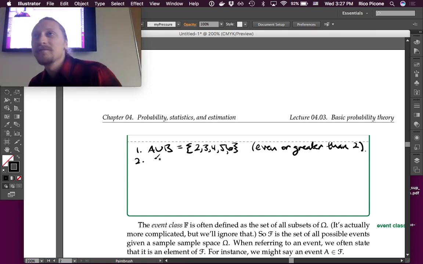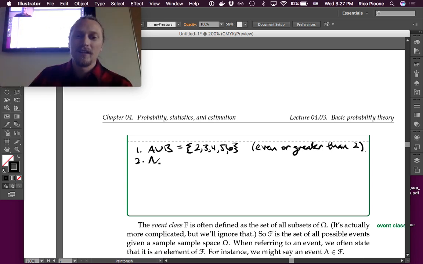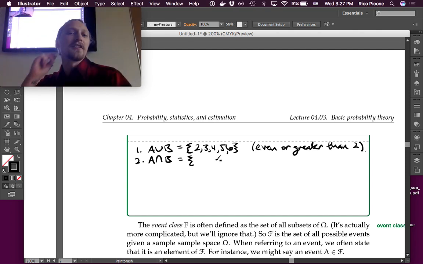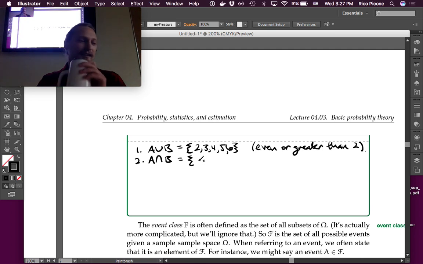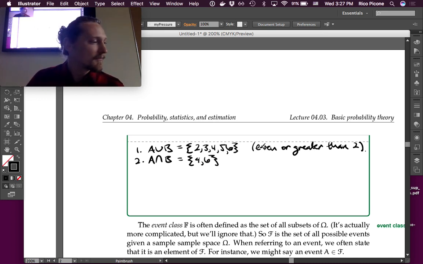Okay, so then minus A minus B. So that would be 4, 6. I like what I'm hearing out there. People are getting ahead of the game here. So what's the intersection? 4 and 6. Stuff that shows up in both, right? So even and greater than 2 is the interpretation.